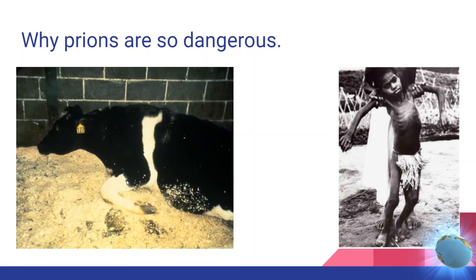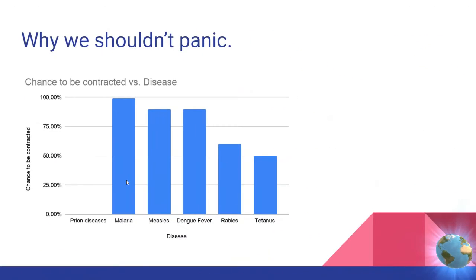So now it seems like prions are these terrifying things that we should all be scared of, and that doom is upon us because of these prions. But that's simply not true. Why we shouldn't panic? Here I've created a chart about the chance to contract a certain disease. Prion disease is 0.02%. That's literally not appearing on my chart. It's that small of an amount.